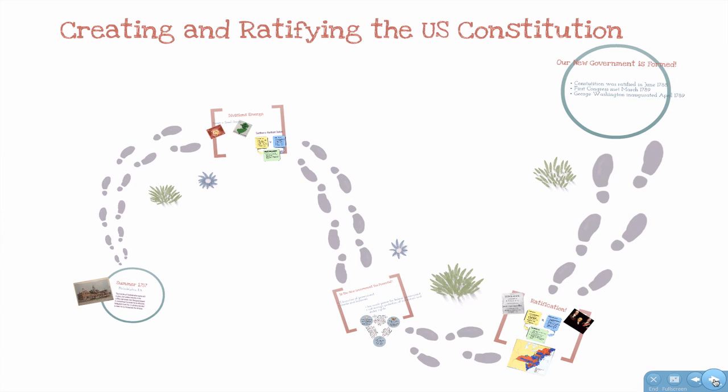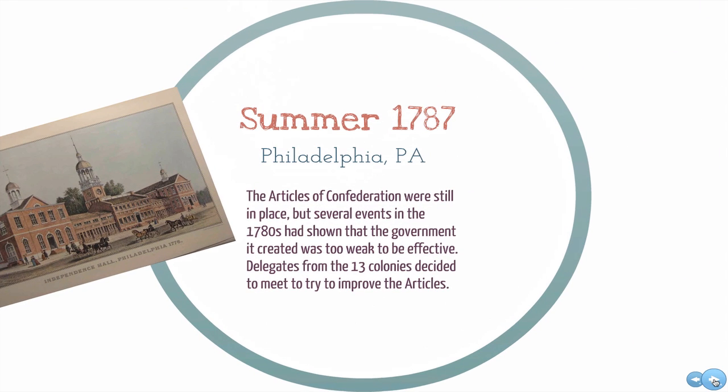I'm going to go over the different steps that went into creating and ratifying the United States Constitution. As you already know, by the late 1780s, there were a lot of different issues that had emerged with the Confederation government that had been set up by the Articles of Confederation.